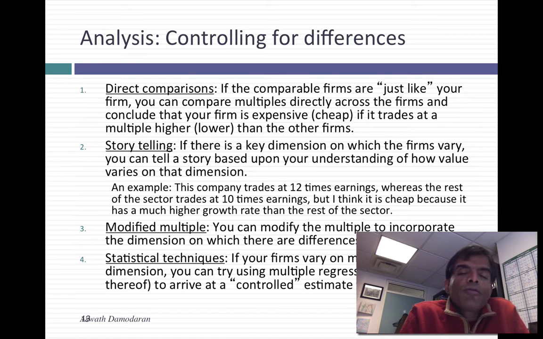And finally, you want to control for differences across companies. And there were 4 ways you can control for differences.